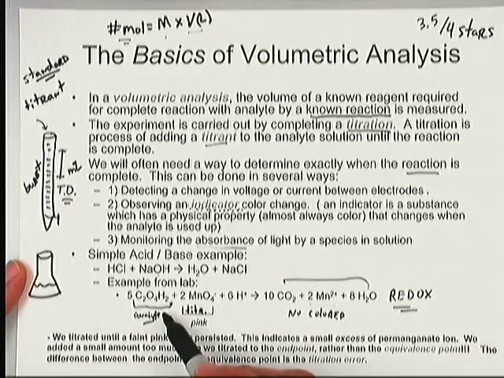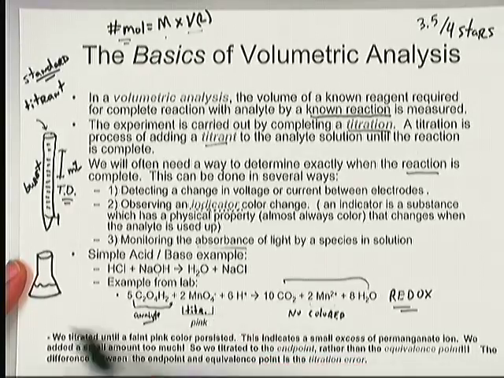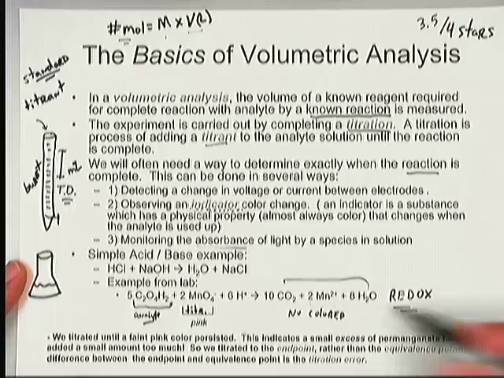However, as soon as you run out of your analyte, the oxalic acid, and you add 1 drop more of the permanganate, there's nothing for it to react with anymore. And that 1 drop will impart a pink color to that solution. So you actually keep titrating until a pink color results. At that point, you know that you've reached the end point and you should stop titrating and work your mathematics. That's kind of an interesting example.